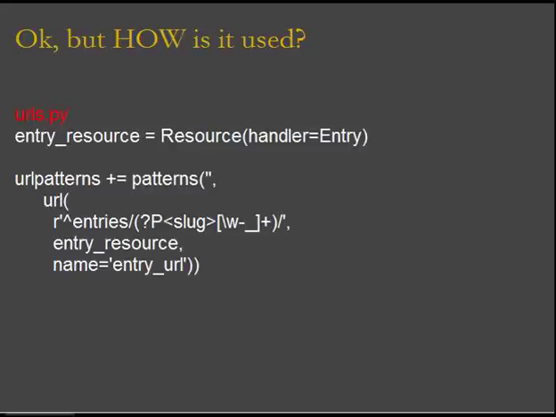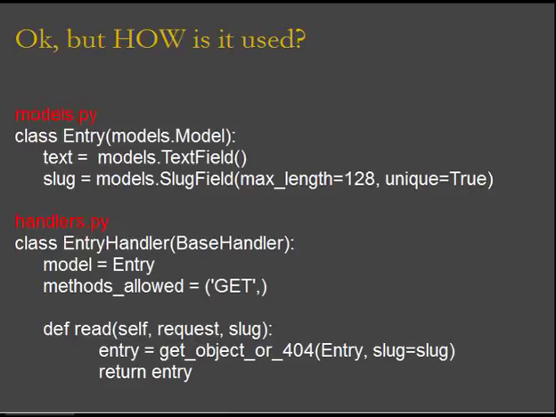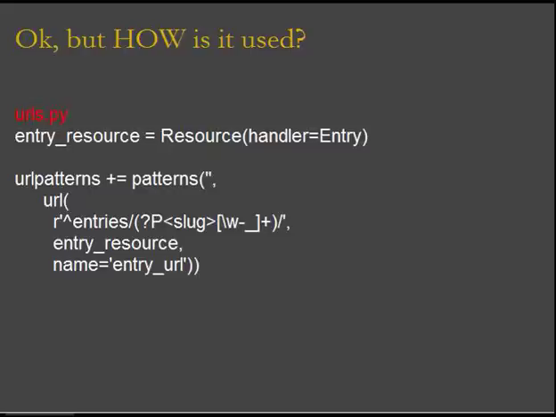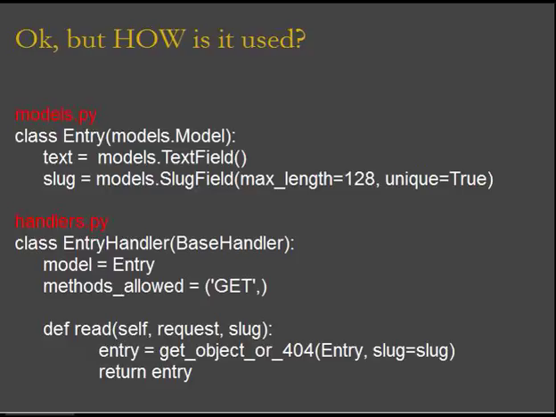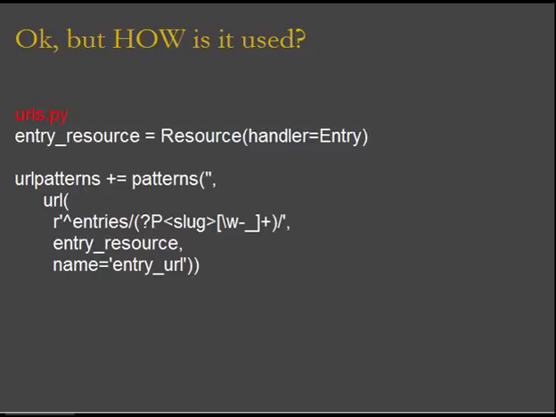And basically, what happens here is when you visit entries slash some unique slug, it'll call the get request, only with a get request. It'll call that read method that we had previously here, and it'll pull the entry from the database and return that entry, and then the client will get a JSON object that is based off that entry data.